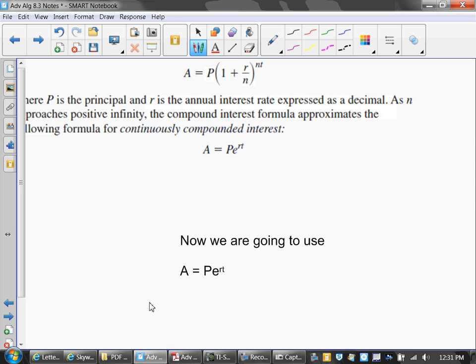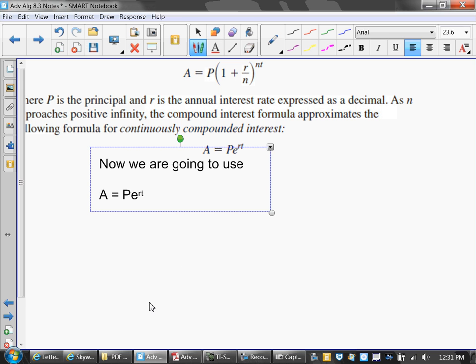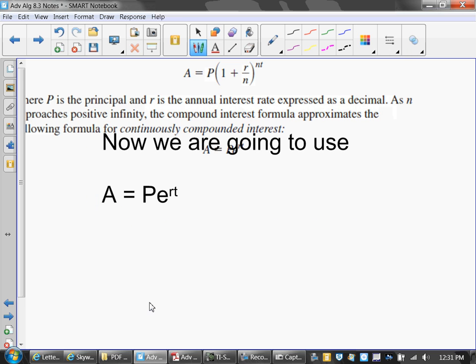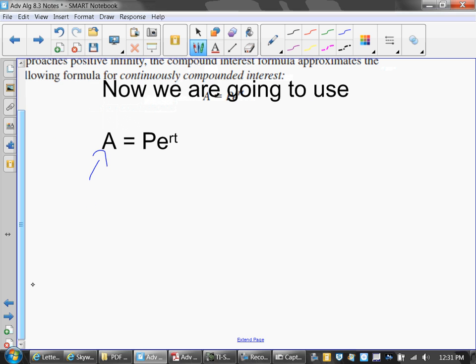Now instead of doing this, when we have accounts that are called continuously compounding, we use this. We're going to use the amount is going to be the principal, e to the RT. So A is the amount.